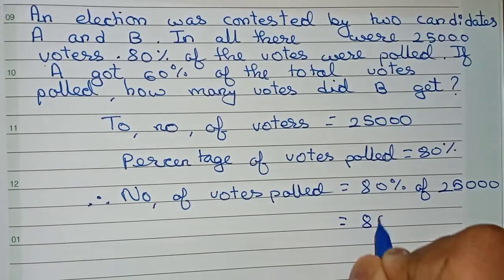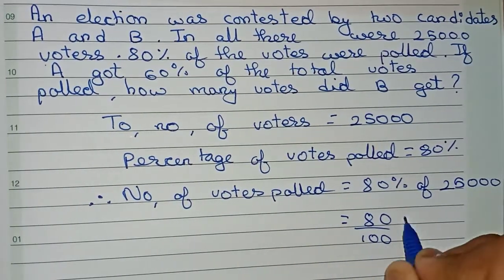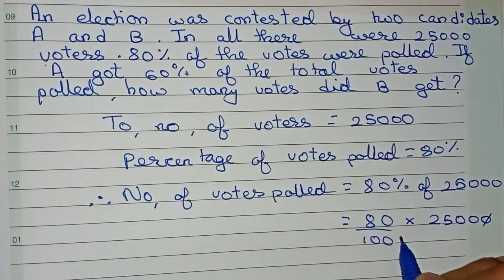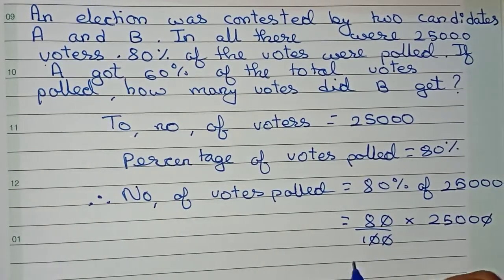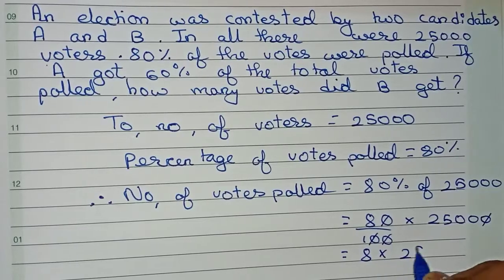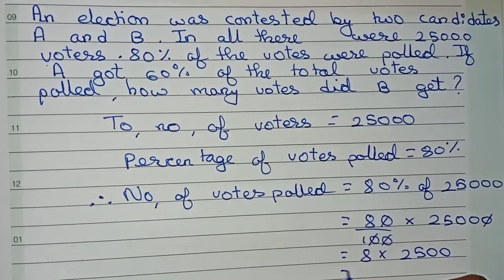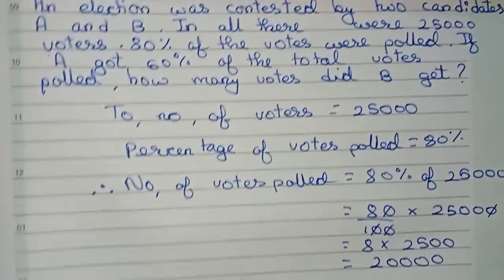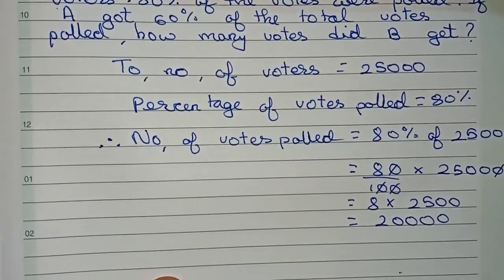So that is 80 by 100 into 25,000. First we cut the zeros, so it becomes 8 into 2500, which is equal to 20,000. Therefore 20,000 votes were polled.